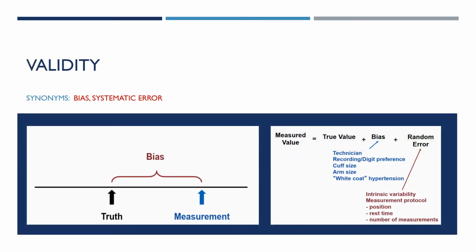So we can understand validity as bias or systematic error, which shows how far the measurement is from the truth. Some examples of bias would be white coat hypertension or cuff size or arm size, which apply to all patients. For example, in a study, all the patients in the study can endure white coat hypertension.